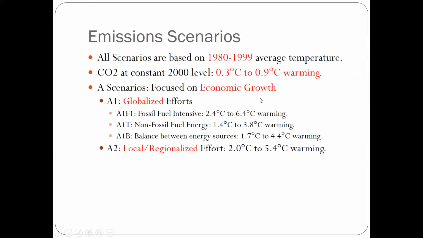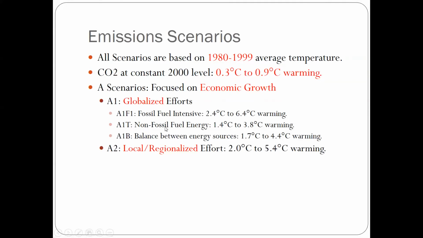So, of the A scenarios, the worst one by far is the A1F1 scenario. This is fossil fuel intensive. This is at all costs burning whatever we need to. We want economic growth. This is really the trajectory that we're on right now.